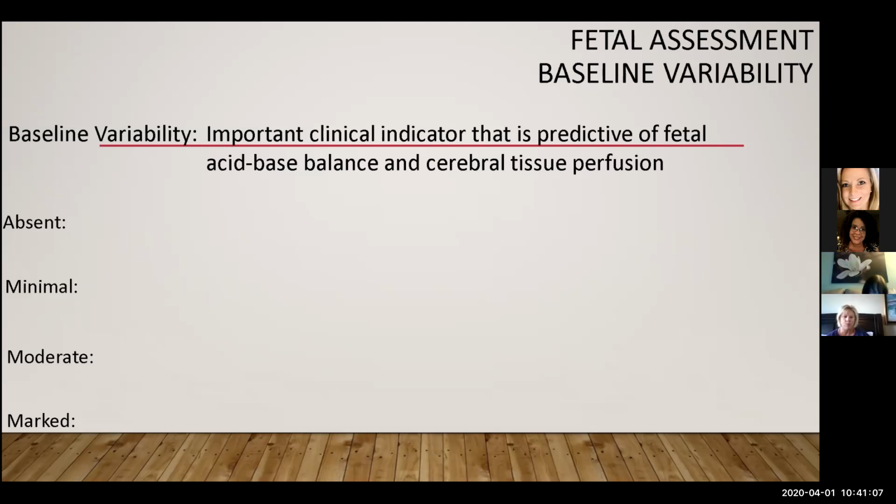Your absent or minimal variability is caused by fetal acidemia due to uteroplacental insufficiency. So the placenta blood flow is decreased. And again, we said that when placental blood flow decreases, it decreases the oxygen delivered to the baby. Other causes include cord compression, the preterm fetus, maternal hypotension, uterine hyperstimulation. So now we have too many contractions.